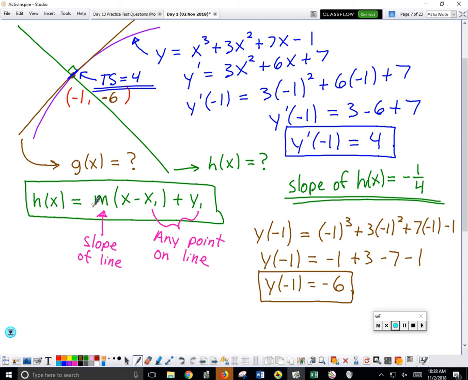You're doing great. Does that make sense? So we know the point on the curve now. Well, that point's also on h, because h goes right through the curve. So we know that this is -1, this is -6. And we've already found the slope to be -1/4. Okay. Good work.